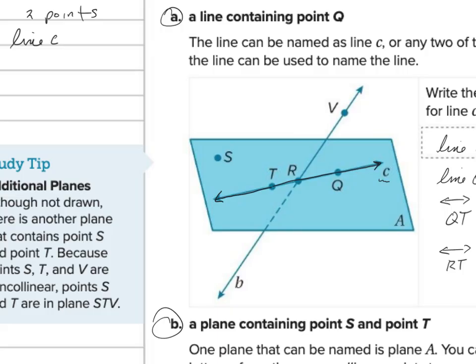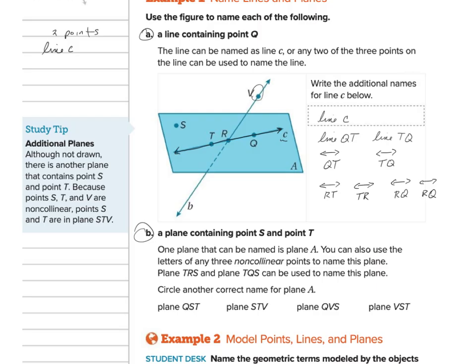We can't say plane TRQ because those are collinear. So we would have to utilize point S in the name because S is not collinear with these others. So you could say plane STR, you could say plane STQ, just as long as you understand that you have to use something that is non-collinear in order to name the plane. So that's the big one there. So again, anything that would have contained point V does not count. So that doesn't count, that one doesn't count, and that one doesn't count.